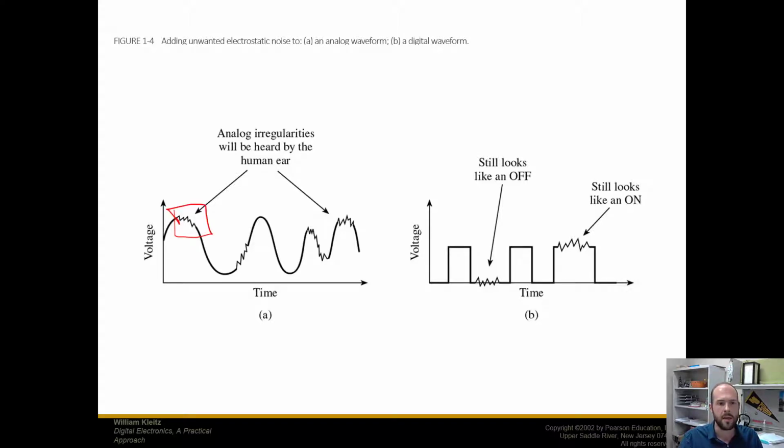So you can hear fluctuations in my voice if something goes by in front of me. You can hear that fluctuation. Whereas in a digital system, a bit of noise won't really matter. It'll still be interpreted as a 0, or it's still interpreted as a 1. So digital systems are much more resistant to noise.